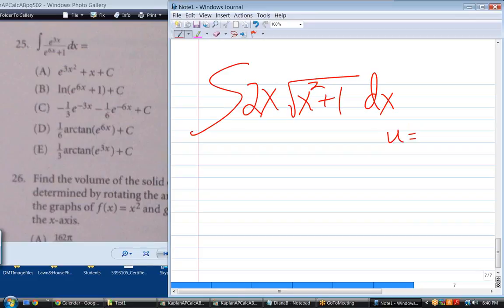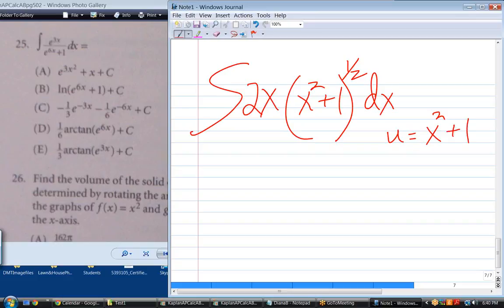Is u going to be x squared plus 1, or is u going to be the square root of x squared plus 1? Remember, another way of writing that is like this. Now what's u going to be? X squared plus 1, right, because I can integrate u to the 1/2. I can use the power rule. Okay, so that's what I'm going to let u be. It's x squared plus 1.